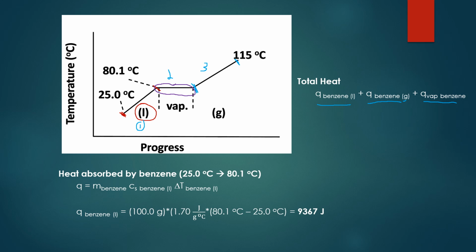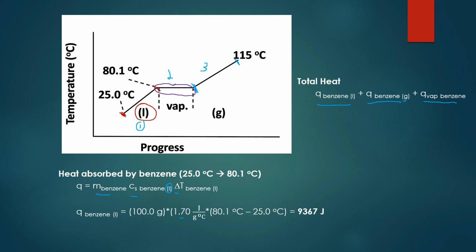So we know we have 3 steps. We've outlined the 3 steps here. Now let's apply. For the first step, where heat is being absorbed by benzene in the liquid phase, we're going to use Q is equal to mc delta T. We will use the mass of the benzene that they gave us, which is 100 grams. We will then use the specific heat of benzene, making sure to use the specific heat when it's in liquid form, the 1.70. And then last but not least, the change in temperature.